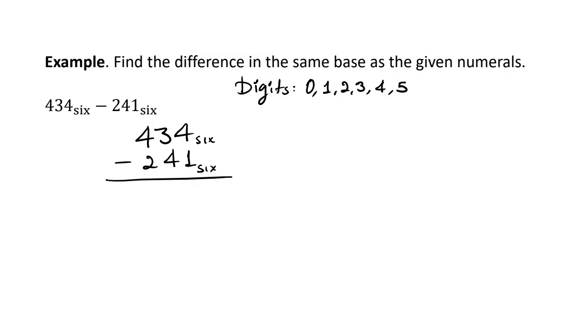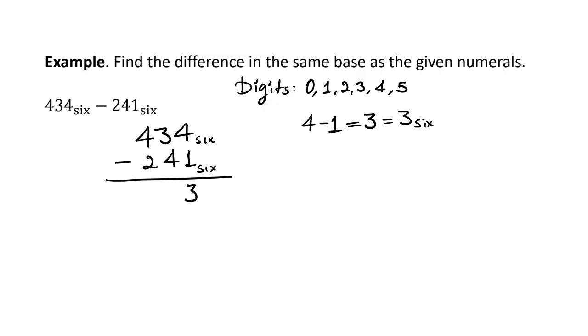And then my digits are going to be 0, 1, 2, 3, 4. And because I'm in base 6, the largest digit that I can use is 5. And I subtract, starting on the rightmost column, 4 minus 1, that's a 3. That's an allowable digit, so I put it right under that column.